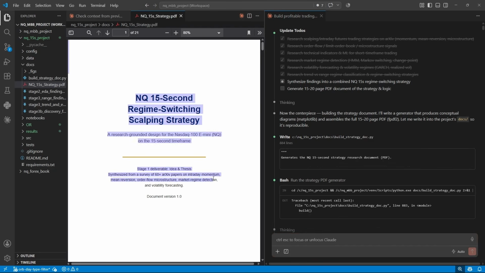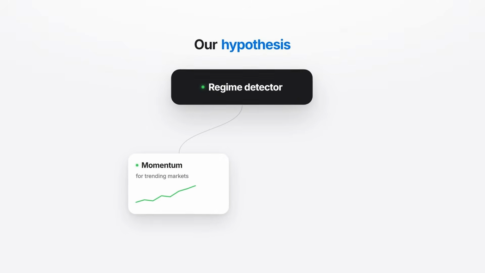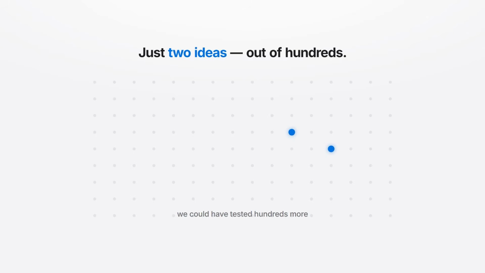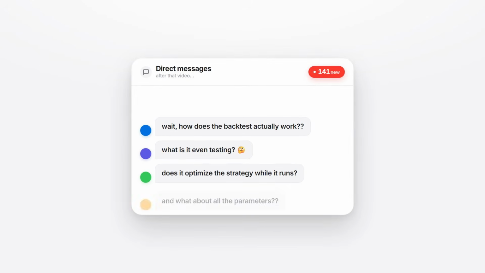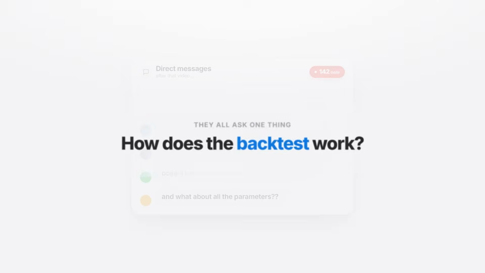So here's where we are. In the last video, I showed you two strategies, one trend following and one mean reversion. But here's the thing, those were just two ideas, two hypotheses, out of literally hundreds we could test. And on the backtest, both of them failed, as I told you. I didn't show you the metrics and the results, but they both failed. Now, after that video, a lot of people ask me in my DMs about how does the backtest actually work.